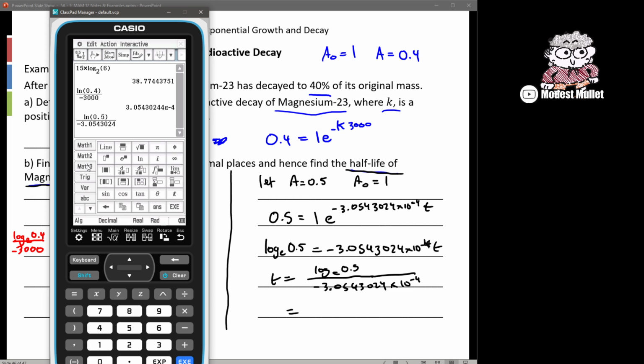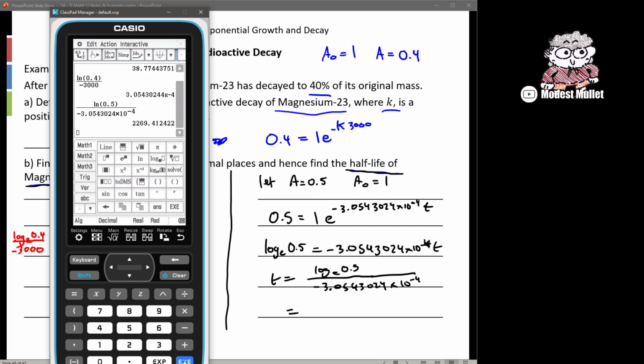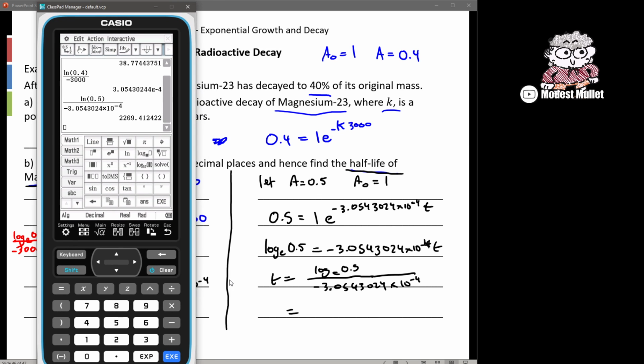On scientific calculators they have a times by 10 to the power of something button, but it doesn't shout it here, so we're just going to use, need to put the 10 in first, it seems. Put 10 in. We're going to use this button just below the line button, times 10 to the negative 4, hit enter, and we get 2,269 years.